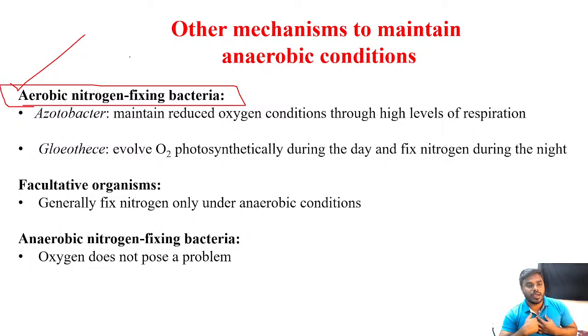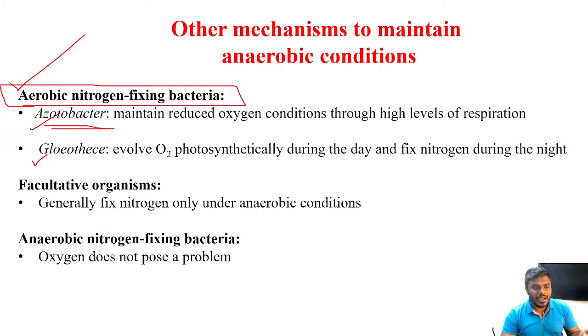Understand everyone, I am an aerobic nitrogen fixing bacteria, which means if I want to survive, grow, and develop, I require oxygen. But if there is oxygen, the nitrogenase enzyme present in my body will get inactivated. It can't fix the nitrogen. Then my friends, what is the solution for me? I am aerobic, I need oxygen, but I want to fix the nitrogen. See how I'm going to do that. The best examples we can call are Azotobacter and Gloeothece.